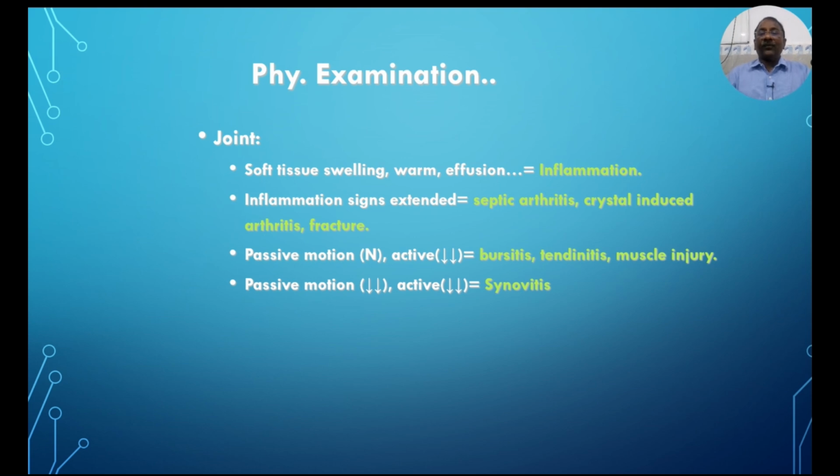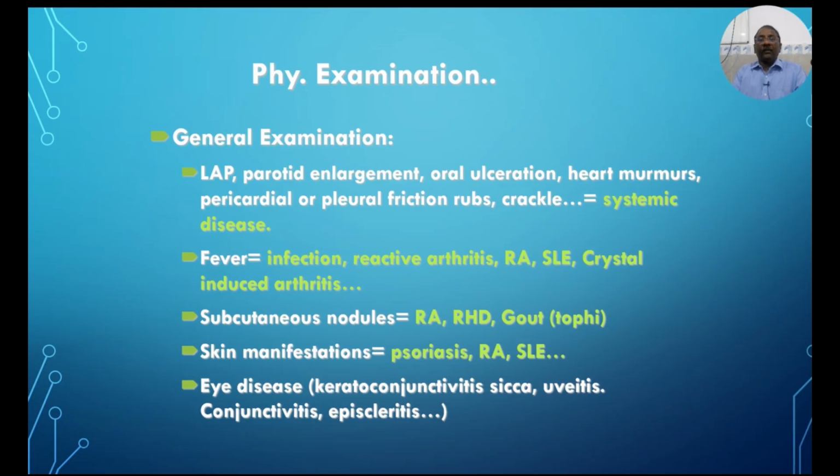Soft tissue swelling, warmth and effusion are more of inflammation. So you have to see the joint as such, whether it is articular or periarticular. If soft tissue swelling, warmth and effusion are there, it is mostly inflammatory. The inflammatory signs are present in septic arthritis, crystal-induced arthritis and fracture. Passive motion is normal and active motion is reduced in bursitis, tendinitis and muscle injury. In periarticular conditions, both are reduced. So that is the inflammation, synovial inflammation, synovitis.